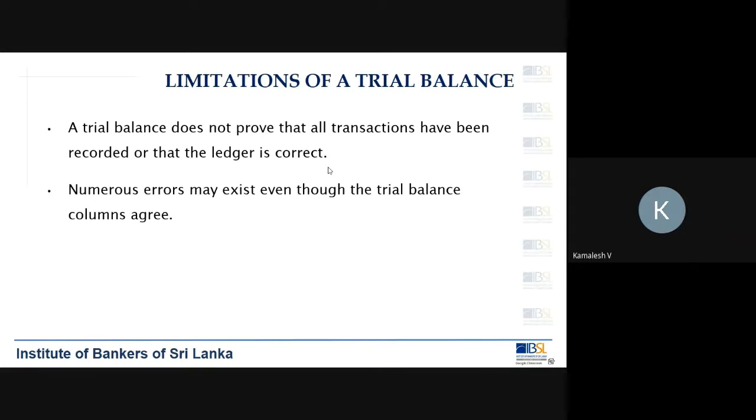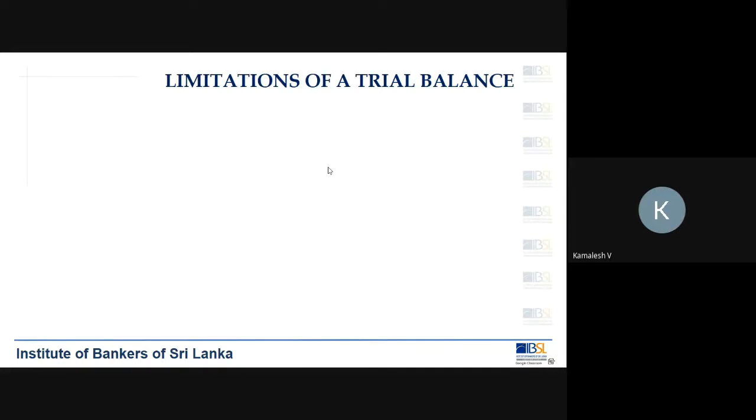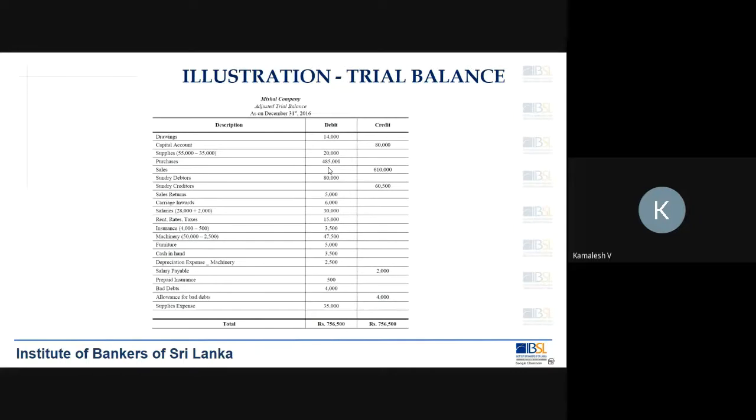Numerous errors may exist even though the trial balance columns agree. So now we are contradicting. Initially we said when the two totals agree, that is a perfect trial balance where the mathematical equality is proved. But now we say there could be numerous errors even though the trial balance columns agree. So let's see how that is possible.